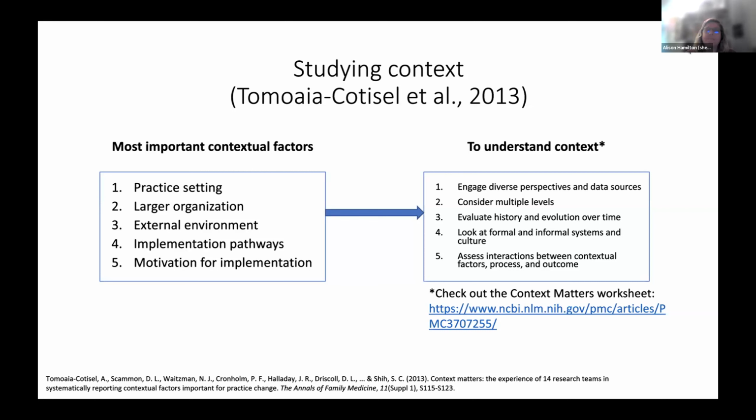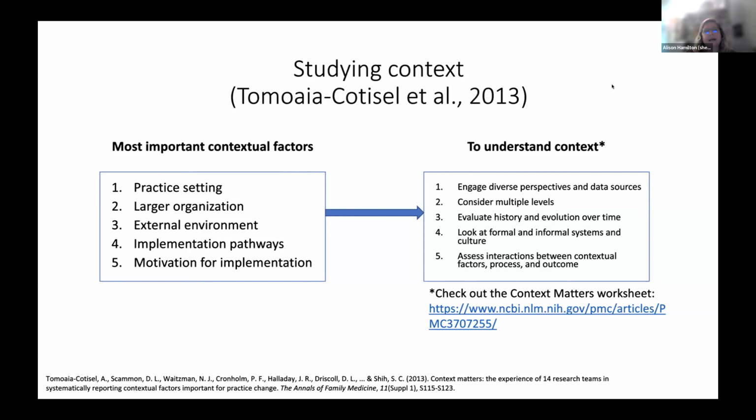And they recommend several different steps that one can take to understand context in terms of obtaining diverse perspectives, multiple data sources, as I mentioned before, considering multiple levels. And we might think not only of multiple levels of an organization, but multiple levels of the intervention itself. Maybe it has multiple targets, for example. We want to understand the history and evolution of context over time. Again, not thinking of context in a static way, but rather thinking about, what's made this organization or this clinic or this setting what it is today, and why might that be important to our understanding of what's happening with implementation. We want to look at formal and informal systems and also assess interactions between contextual factors, processes, and outcomes. And there's a very handy context matters worksheet that goes along with this paper that I recommend taking a look at.